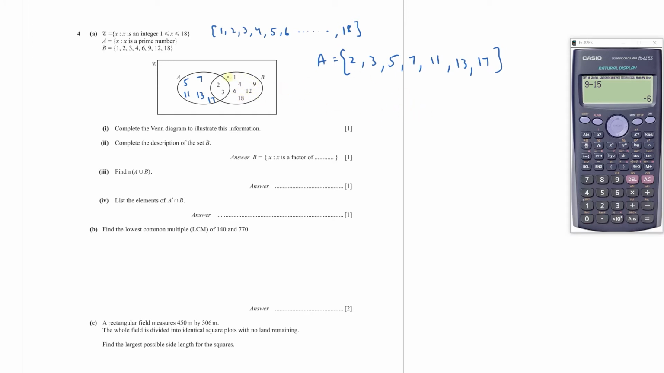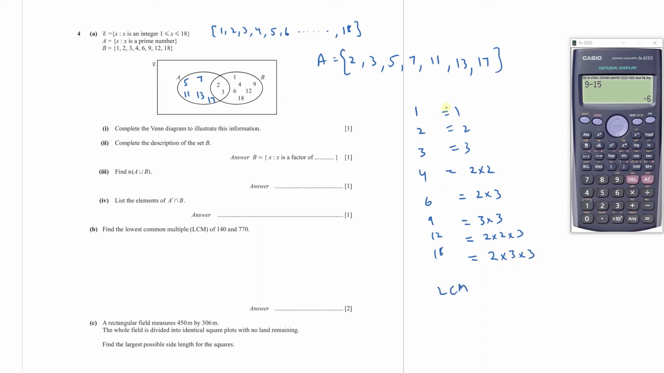So let's write them down. I'm writing down the numbers in set B: 1, 2, 3, 4, 6, 9 as well, 9, 12, and 18. So let's write them down as a product of their prime factors so that I can find the LCM. So 1, 2, 3 will be as it is. There are no other factors. 4 can be written as 2 times 2. 6 can be written as 2 times 3. 9 can be written as 3 times 3. 12 can be written as 2 times 2 times 3. And 18 can be written as 2 times 3 times 3.